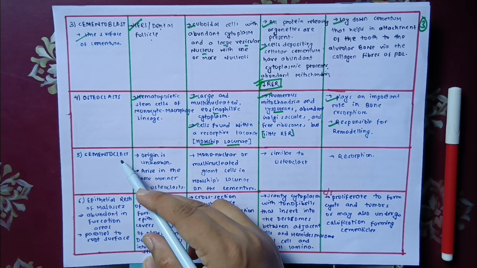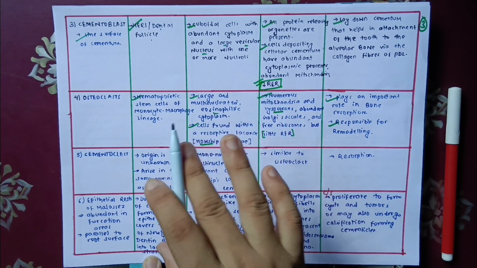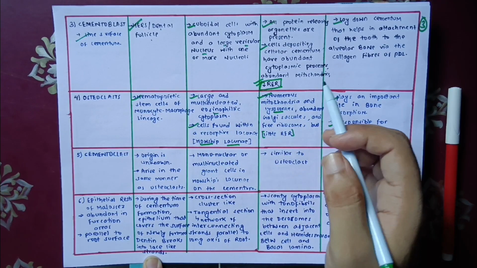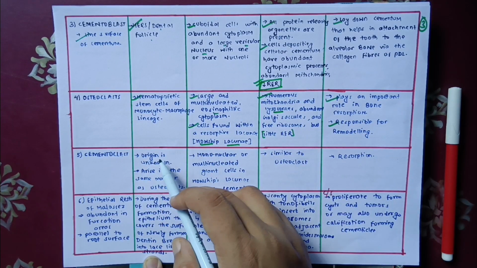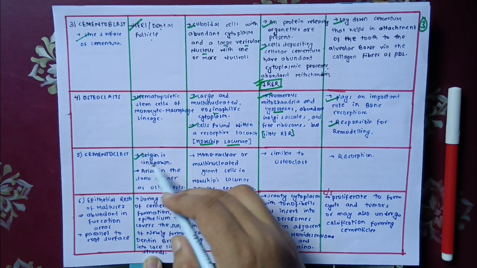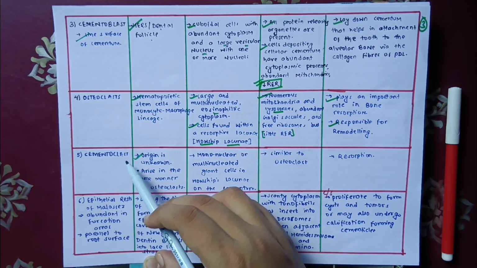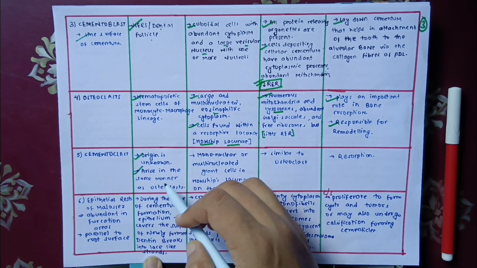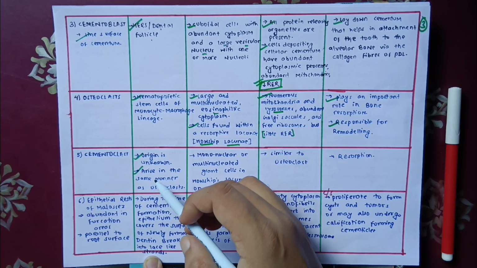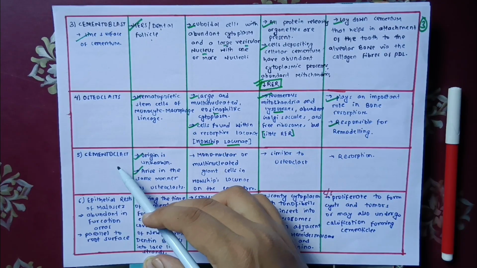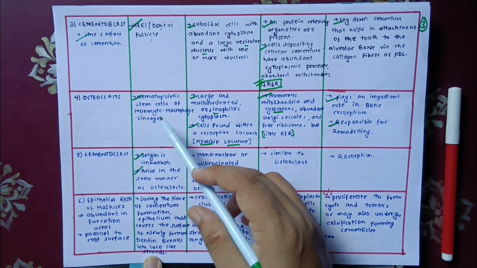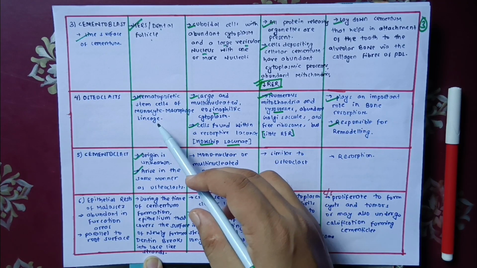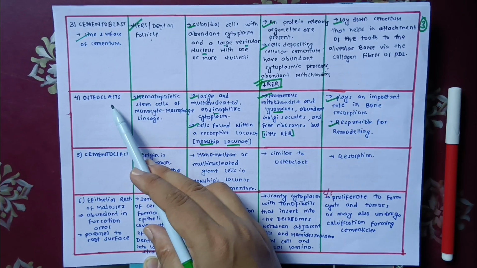Cementoclast means it does resorption of the cementum. So the origin is unknown. The origin of the cementoclast is particularly unknown, but it arises in the same manner as that of the osteoclast. Some researchers used to tell that the cementoclast is developed from the hematopoietic stem cell of the monocyte macrophage lineage. So that is also the origin of the osteoclast.